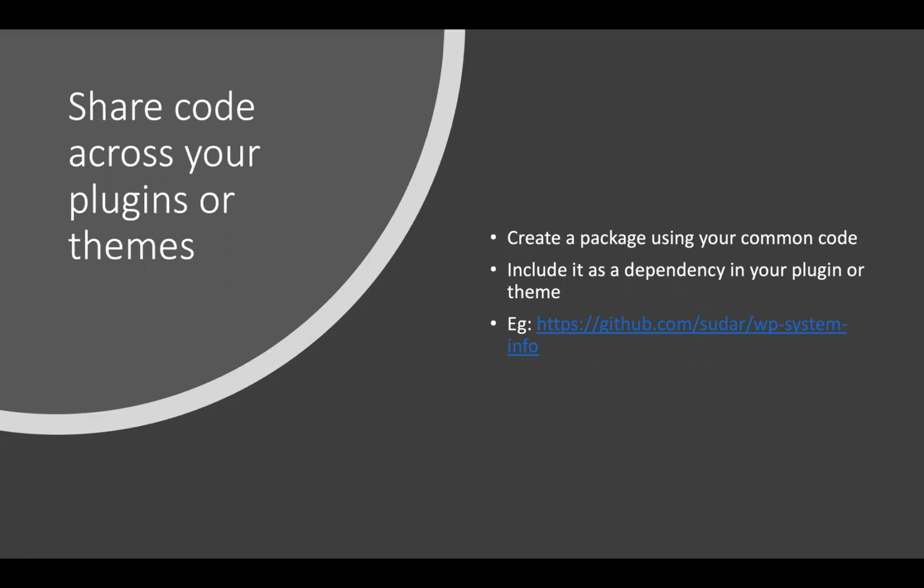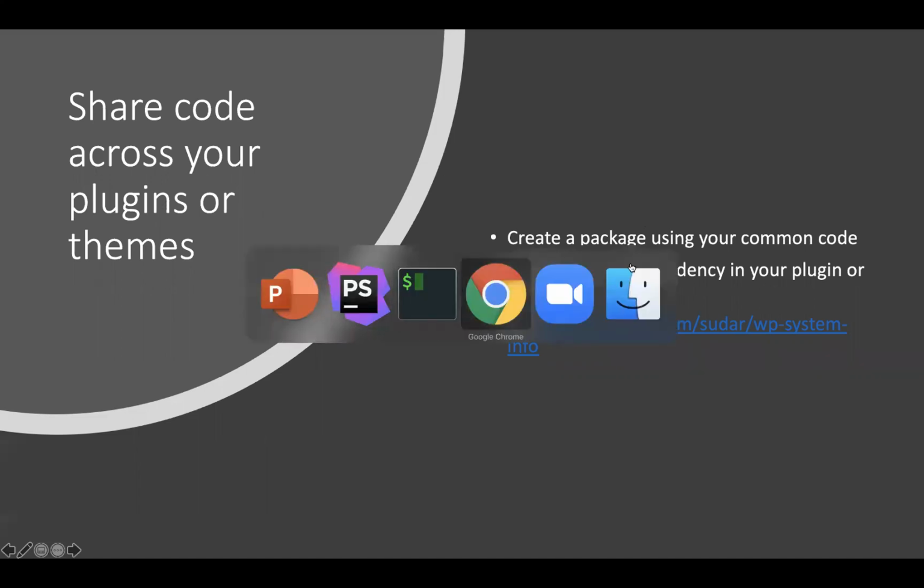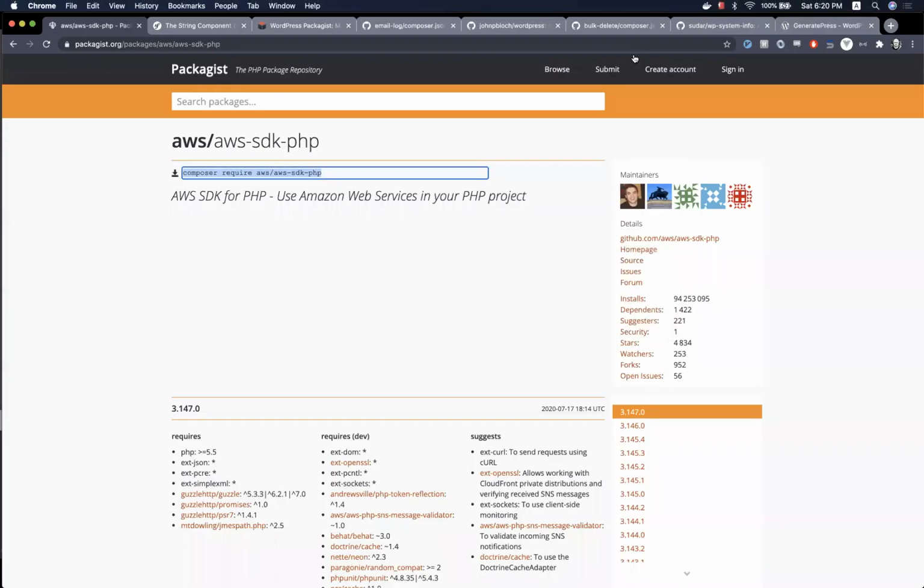So this is a use case where, let's say we have multiple plugins which we have developed, and we require a common functionality across all these different plugins. In those cases, instead of copying that functionality across multiple plugins, what we can do is just create a composer package, and then include it in all our plugins. So I have one example here where I have done this. So let me quickly show that.